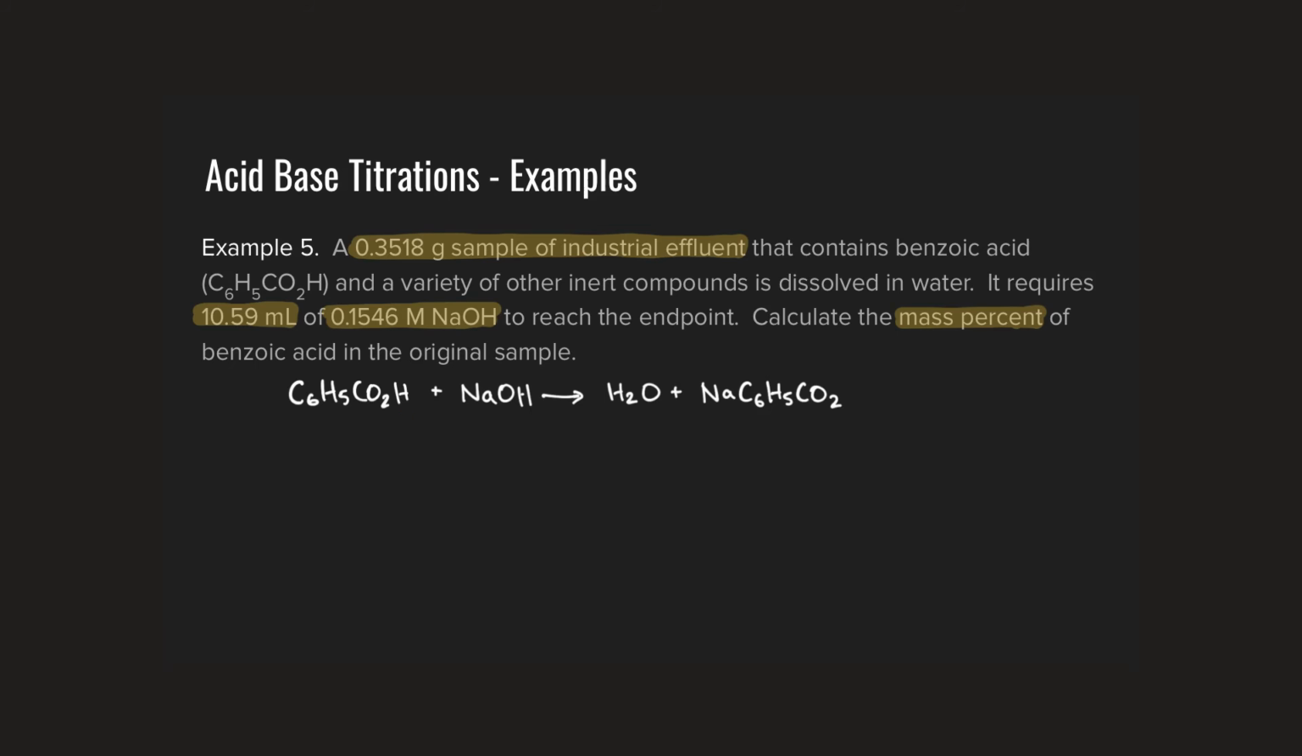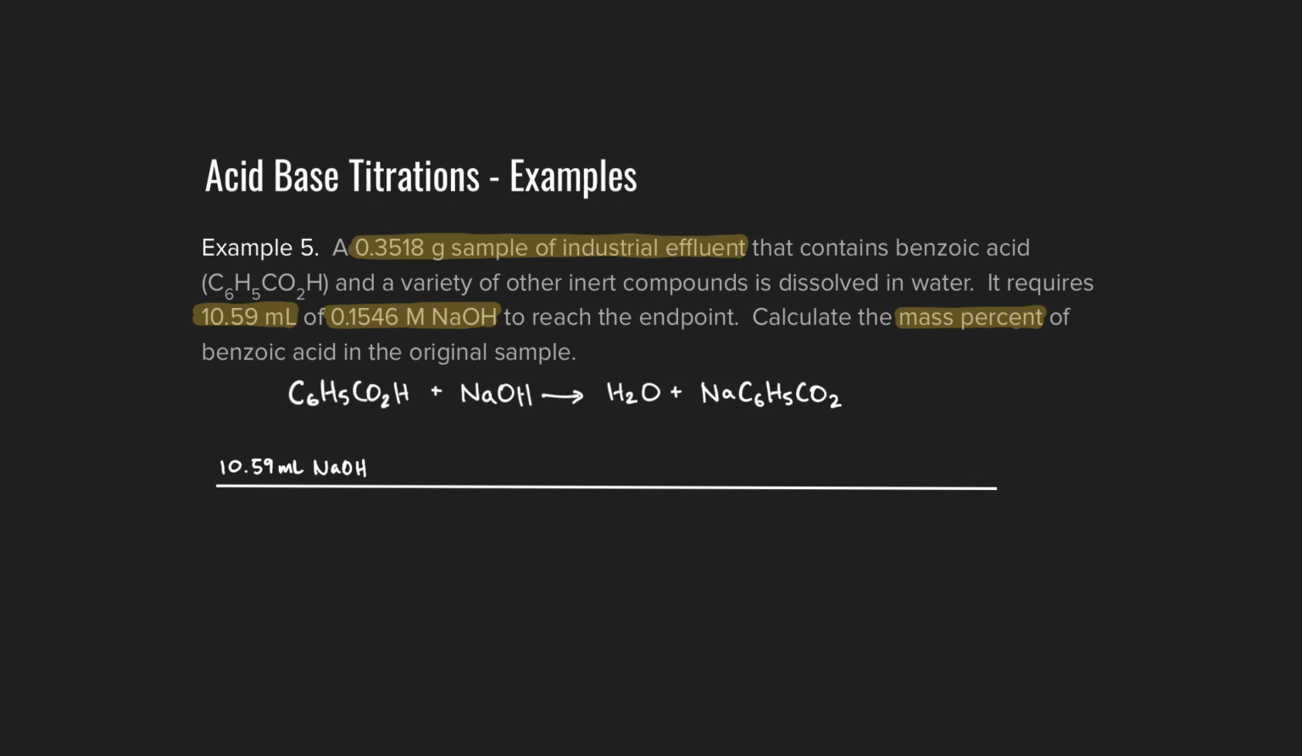Now that being said, this problem from that point on really kind of tells me where to go, because again, I've got lots of different data. I've got a mass of my effluent sample. I've got a volume and a molarity of the sodium hydroxide. I'm not going to start with a mass of my industrial effluent because that stuff has a mixture of other components in it, which means I can't convert from grams into moles because it's not all benzoic acid. So instead, just like before, I'm going to start my monorail off with my volume of the base NaOH. So 10.59 milliliters of NaOH solution.